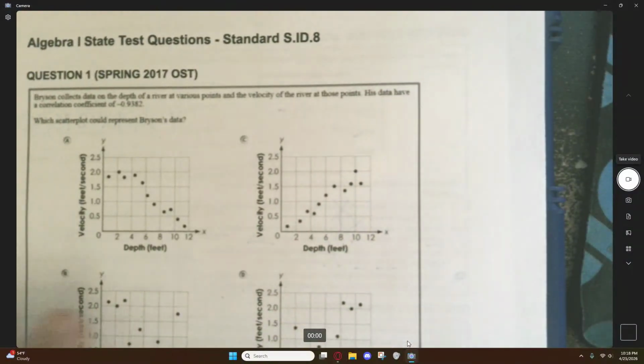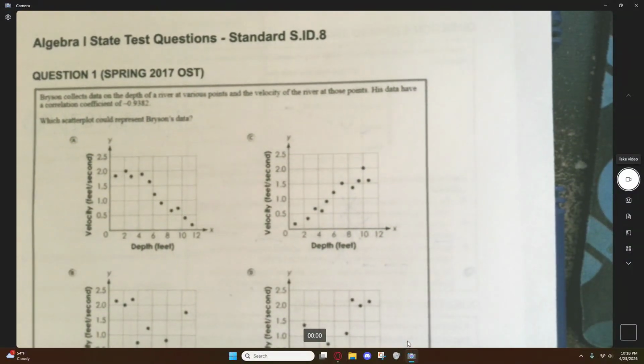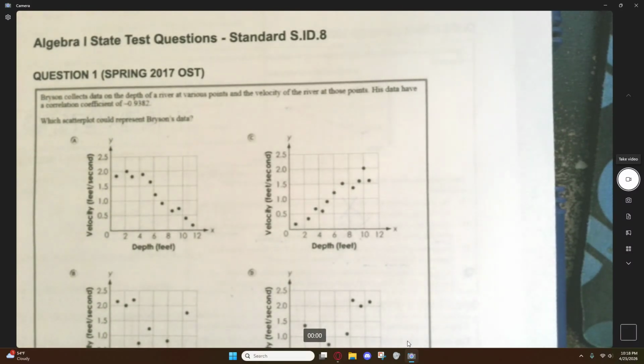Alright, we are back for another Algebra 1 state test prep video. Today is standard S.ID.8, and spoiler, it will also be standard S.ID.9 because there is only one question.